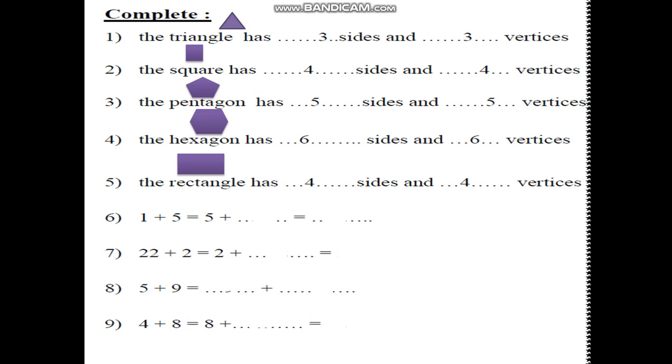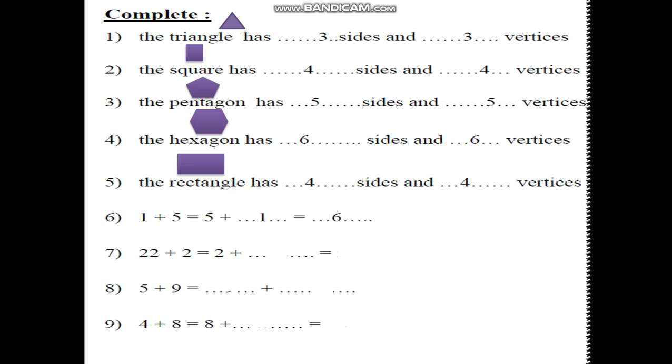Okay, 1 plus 5 equals 5 plus 1, and they equal 6. When I change the places in addition, it's called commutative property. I can change the places. Change the places means commutative property. 1 plus 5 equals 5 plus 1.